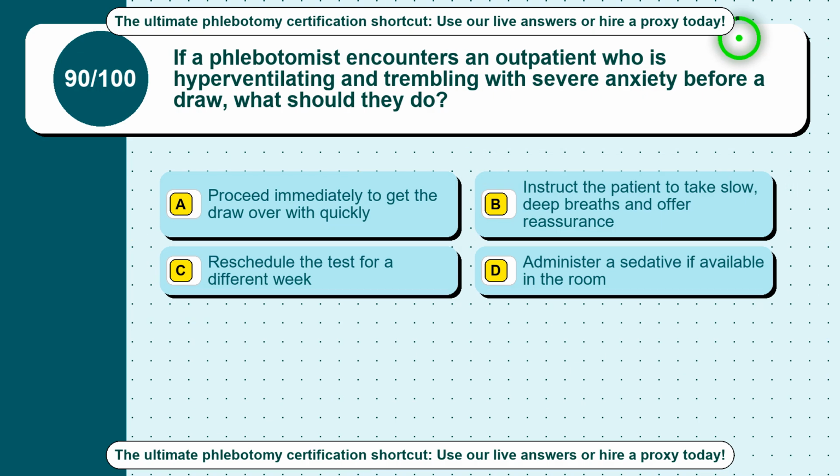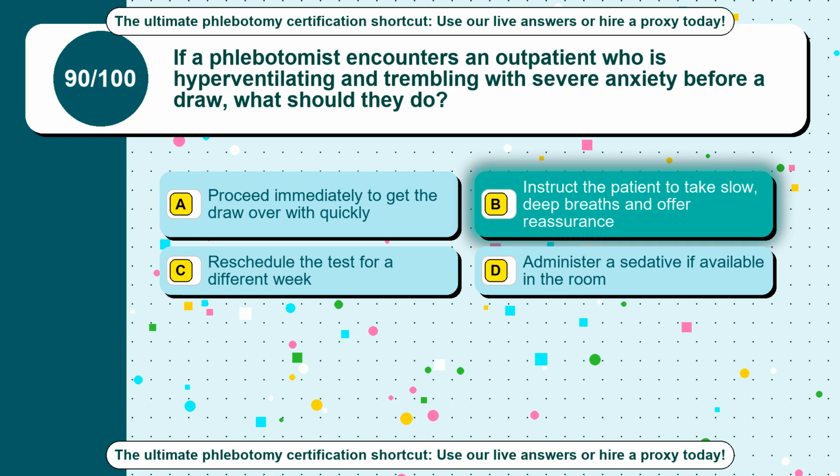Question 90. If a phlebotomist encounters an outpatient who is hyperventilating and trembling with severe anxiety before a draw, what should they do? Option A. Proceed immediately to get the draw over with quickly. Option B. Instruct the patient to take slow, deep breaths and offer reassurance. Option C. Reschedule the test for a different week. Option D. Administer a sedative if available in the room.